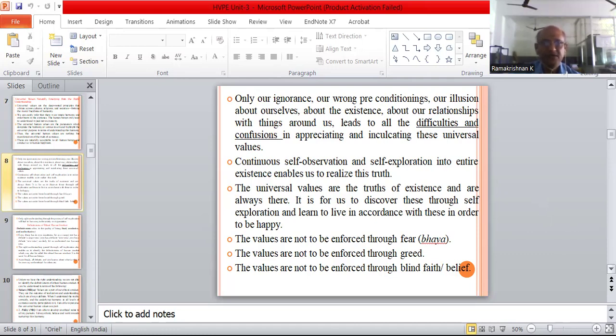We also have to know that human values are not to be enforced through threat or fear, nor through greed, and they cannot be enforced on us through wrong belief.